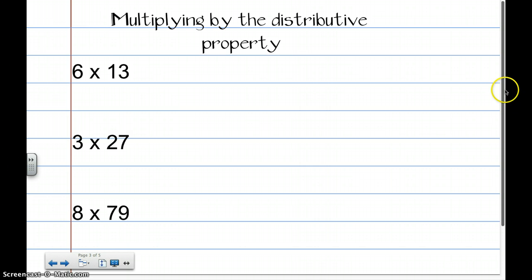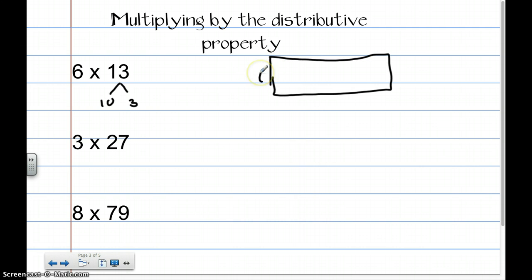Let's talk about multiplication by the distributive property. So I'm going to take 13 and I'm going to break that up into 10 and 3. And then I'm going to draw a strip diagram. And in my strip diagram, I'm going to put 6 right here. 10 is bigger than 3, so I'm going to put 10 up here, and then I'm going to put 3 right here. And I'm going to multiply this by what's on the top. So 6 times 10 is 60. 6 times 3 is going to be 18. And then if I add 60 plus 18, that gives me 78.